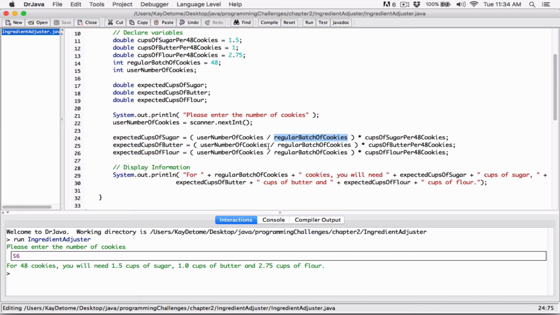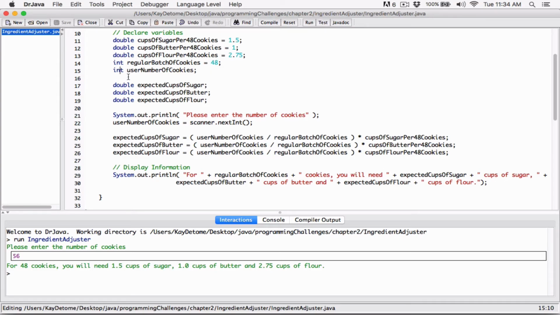All right, so the only way you can get 1.2 from this result is that at least one of these has to be a double for it to work. So you can come here and declare at least one of them to be a double, and you can fix the problem easily there. But we want it to be logical. Regular batch of cookies is 48. That's what the program said. So we're leaving that as an int.